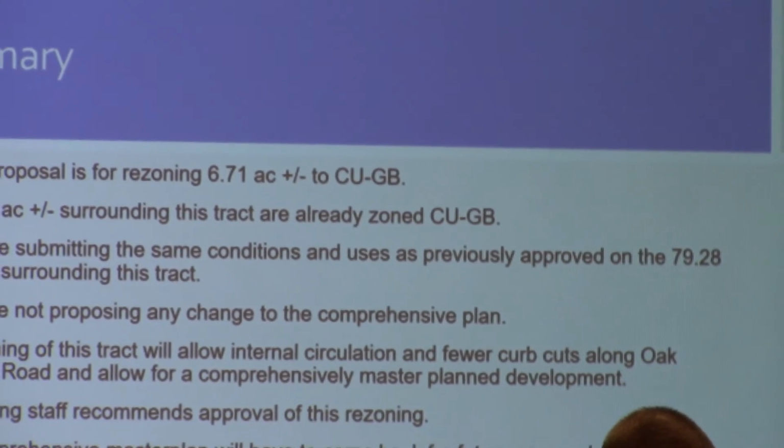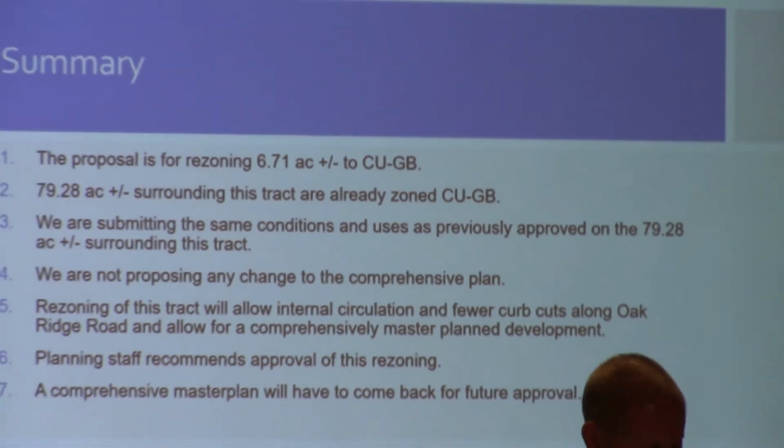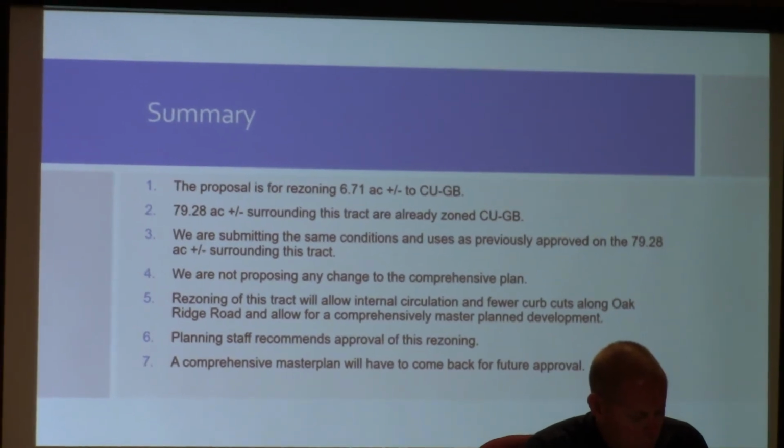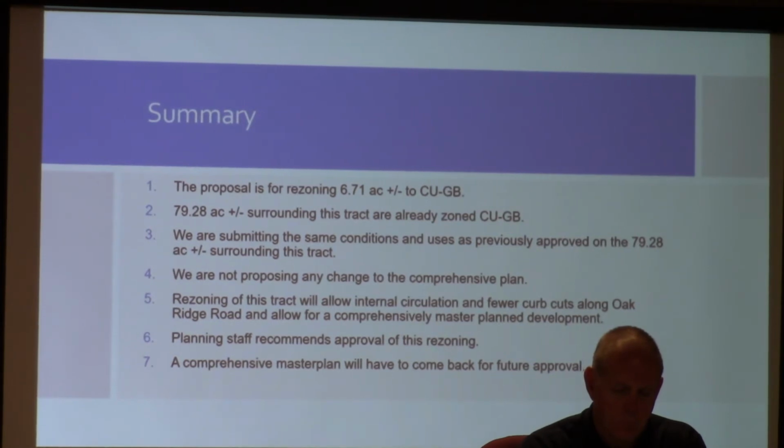In a brief summary, I want to hit a few points. The proposal is for zoning 6.71 acres to CUGB. The 79 acres of the tract is already zoned, so everything around is zoned correctly. We're submitting the same conditions and the same uses as previously approved on the surrounding tract. We're not proposing any change to the comprehensive plan at all. Presenting this tract will allow the internal circulation, like I mentioned, fewer curb cuts to occur, and allow us to create a better product for the community as well as the comprehensive master plan development.